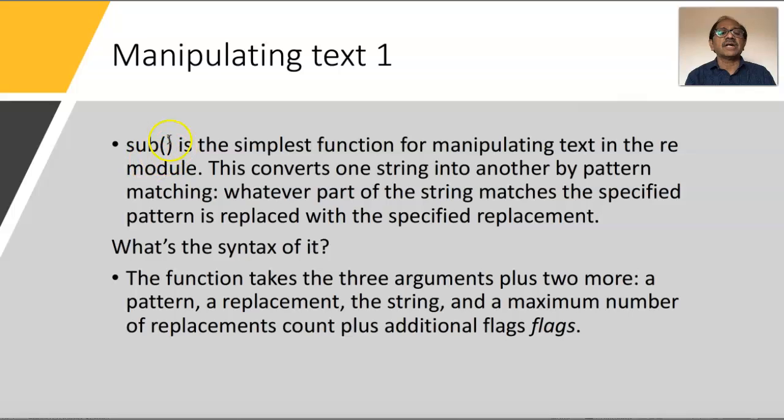What is the syntax of the function sub? The function takes three arguments, that is, the pattern to be replaced, the replacement string, and the string in which the pattern exists. Plus two more arguments: one is count, another is flags. Let's look at how this works in our Jupyter notebook.